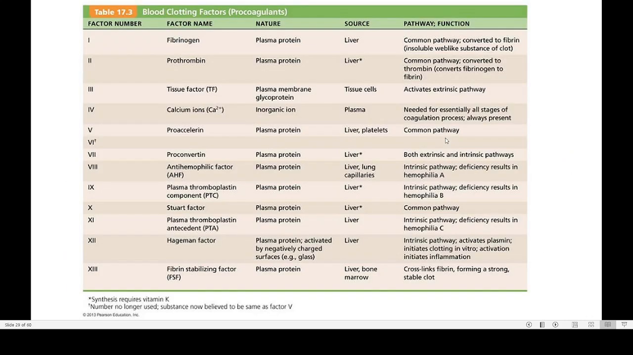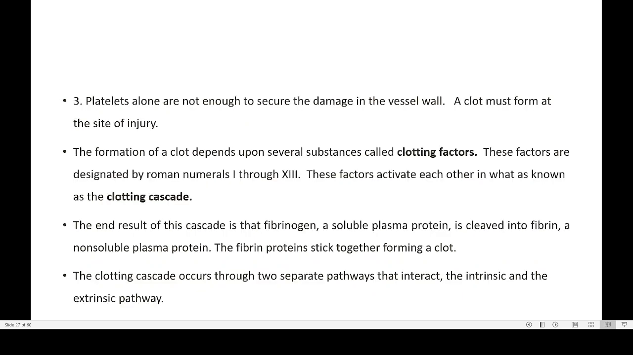Here I will show you these are the 13 different proteins which are involved in clotting. They are operating in a stepwise manner and each protein will be activating another protein. So in a stepwise manner these 13 proteins are working together and finally converting the fibrinogen into fibrin. That is what is happening. These substances are known by the name clotting factors.